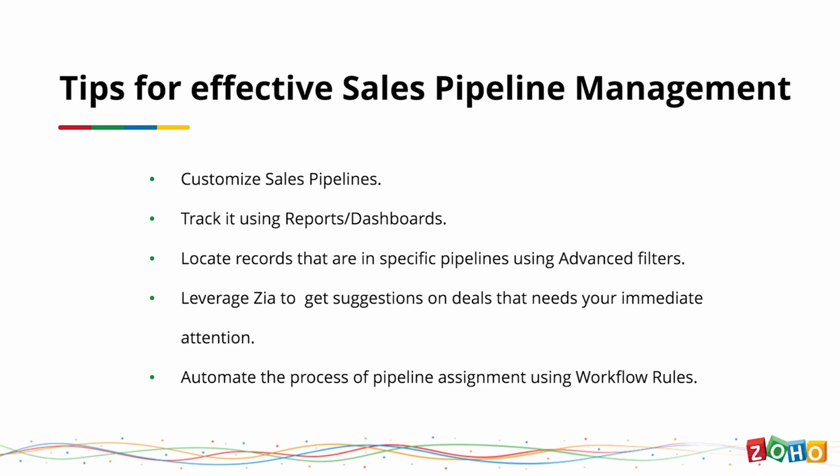For example, you might want to give special attention to the deals that are closing this month. Leverage Zia, the Zoho AI assistant tool, to get suggestions on deals that need your immediate action. Based on your past history, Zia gives a breakup of deals that are likely to be won, lost, or those that could go either way. Finally, you can automate the process of pipeline assignment of deals using workflow rules.